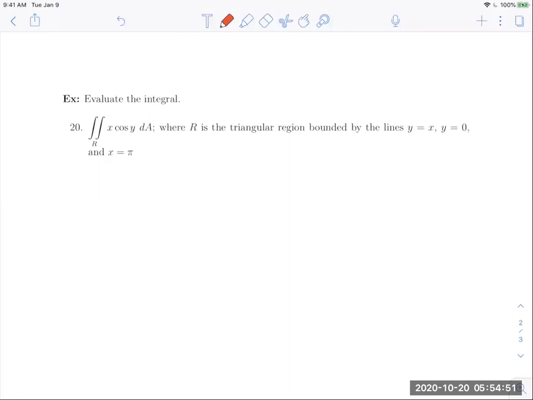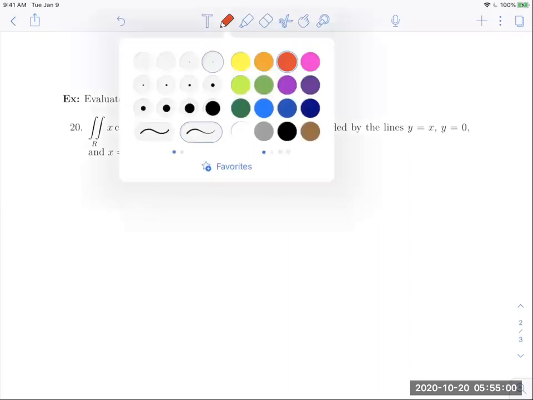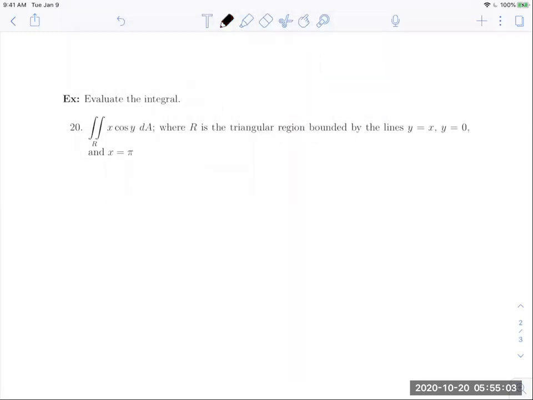and x equals pi. In these types of problems, it is 95% necessary that you draw the region involved, because without that region really physically drawn, it's nearly impossible to identify your limits of integration. So I'm going to draw this region over here. And your sketch doesn't have to be super accurate, just accurate enough so that you can see how you're going to set up those limits of integration.